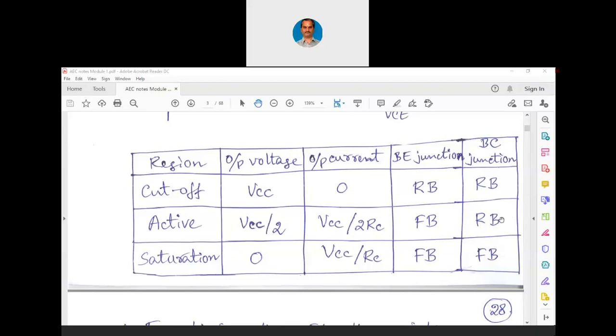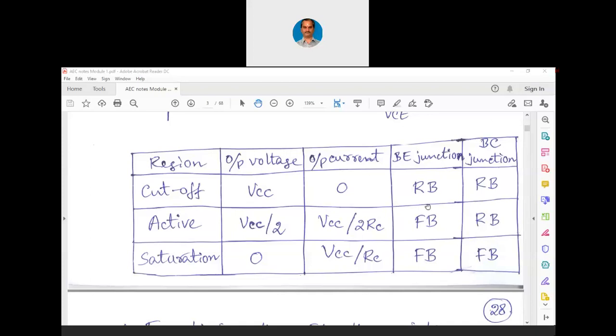Why? The collector is at a higher potential than the base. Collector is N, base is P. Collector is at VCC by 2, whereas base is at 0.7. So naturally, N region is at a larger potential than the P region. So base to collector junction is reverse biased.